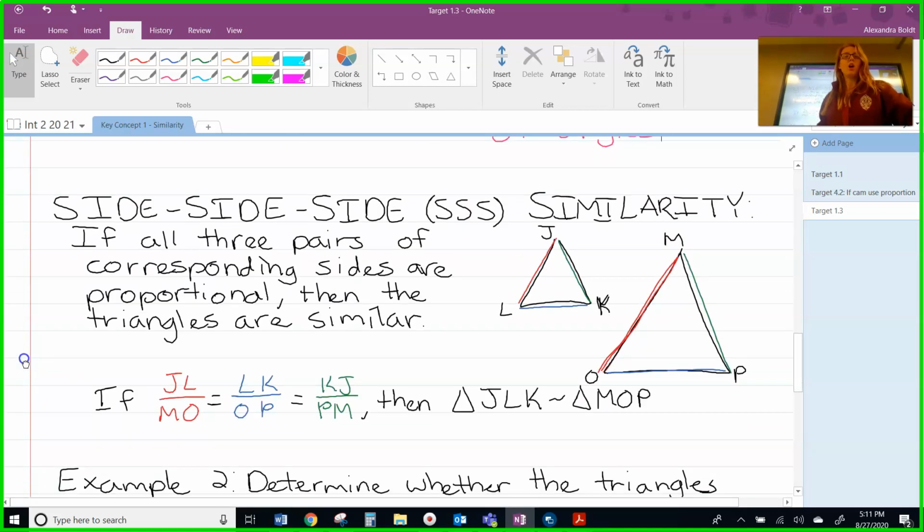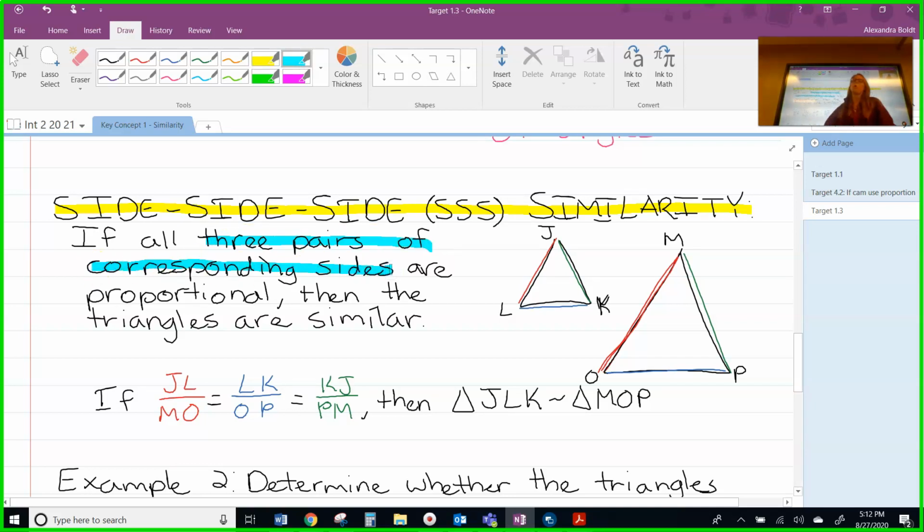Okay. Looking at our next type of similarity, we have side-side-side similarity, also known as SSS. So what side-side-side similarity says is if all three pairs of corresponding sides are proportional, then the triangles are similar. So here, we just need three pairs of corresponding sides.